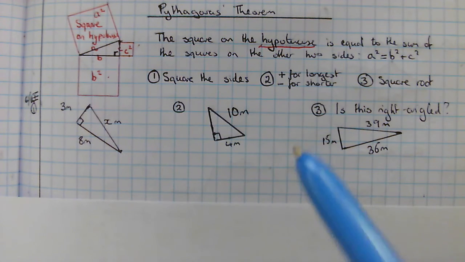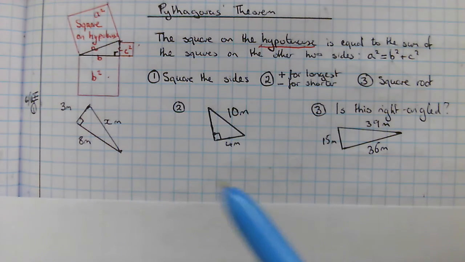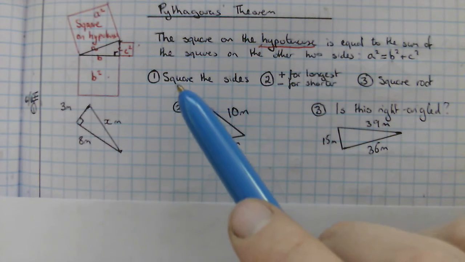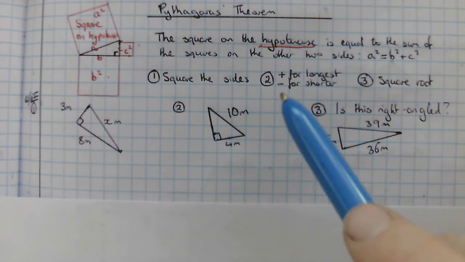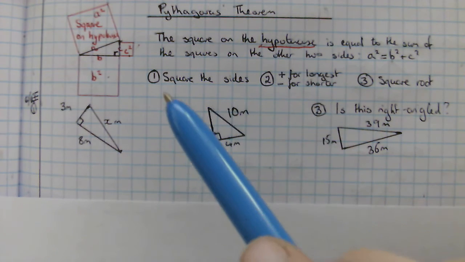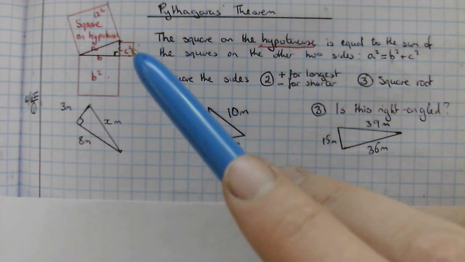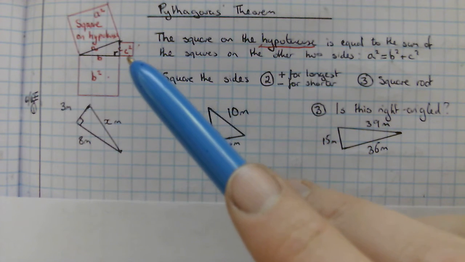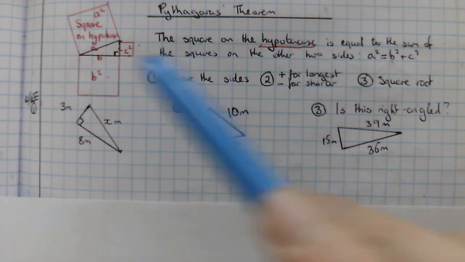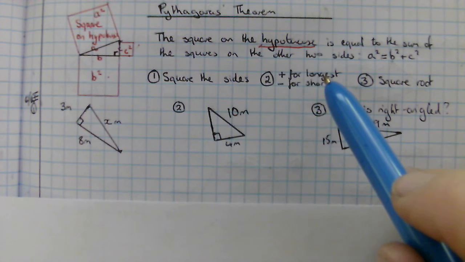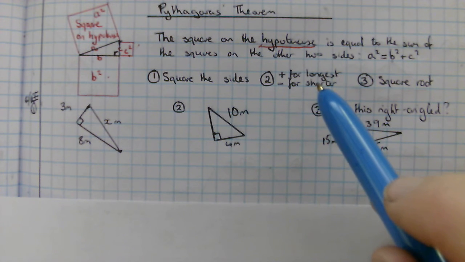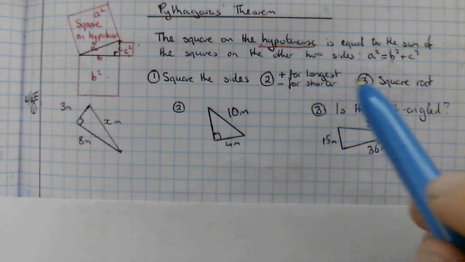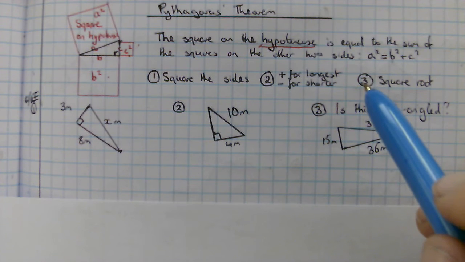So the way we do this, if we're asked to solve a triangle, which means find one of the missing sides, is that the first thing we do is we're going to square all the sides. We're then going to think, are we looking for the longest side, in which case we're going to need to add the two areas together? Or if we're looking for one of the shorter sides, so let's say we were looking for this one, we would take b squared away from a squared. So if we're looking for the longest side, we're going to need to add. If we're looking for one of the shorter sides, we need to subtract. And then the last thing we need to do is to square root.